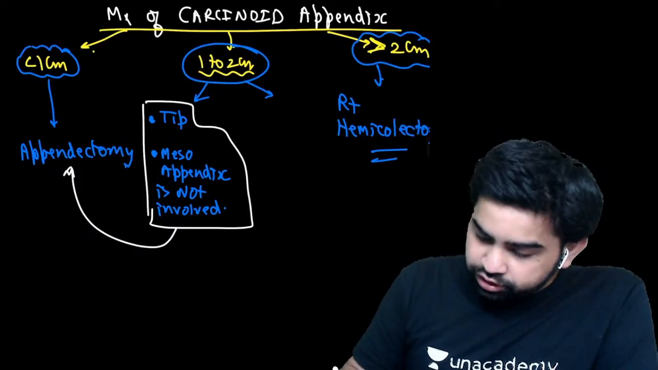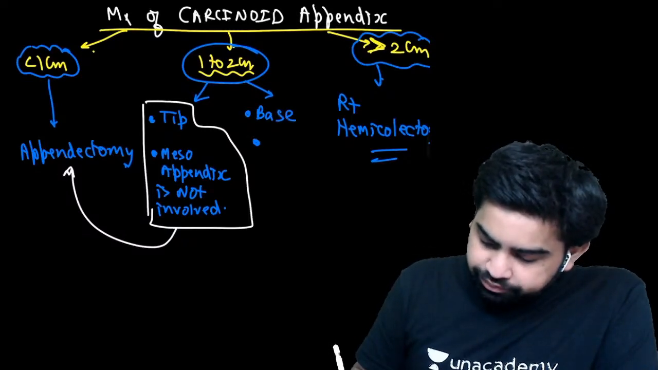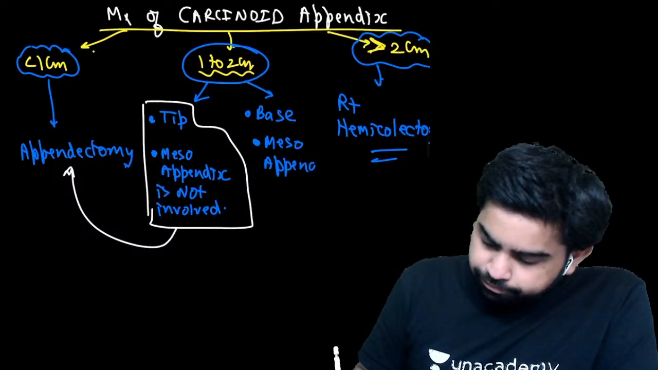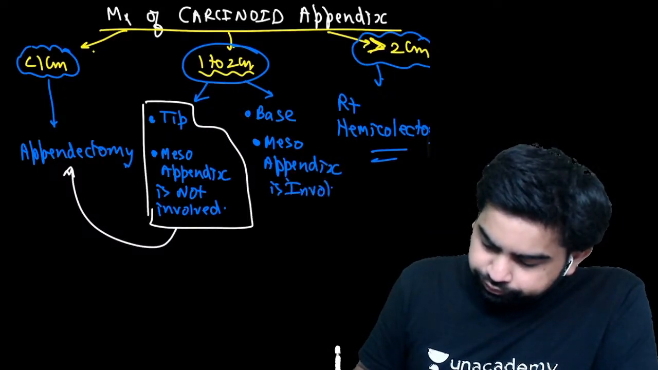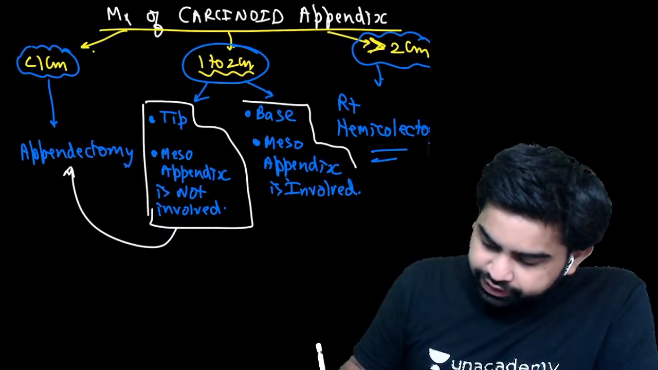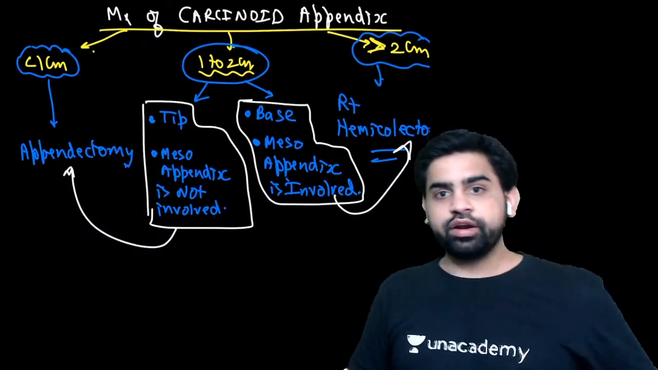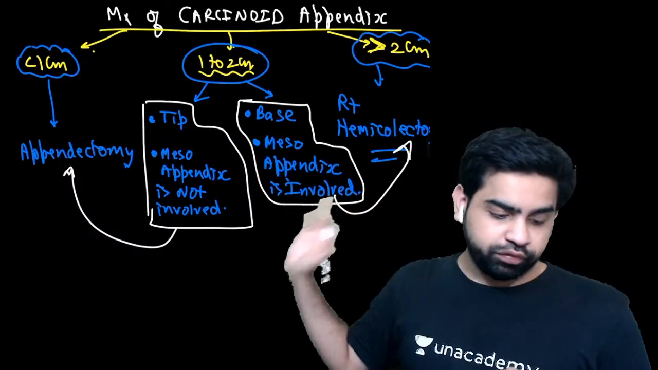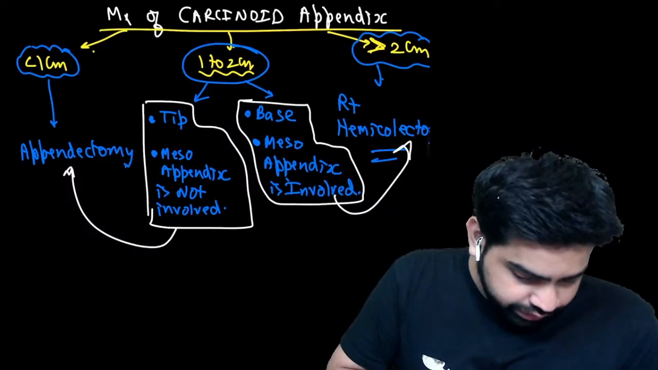But if the tumor is at the base of the appendix and the mesoappendix is involved, then you will have to go in for a right hemicolectomy. So I hope you got this. This is the simple management of a carcinoid of the appendix. Please do go through this.